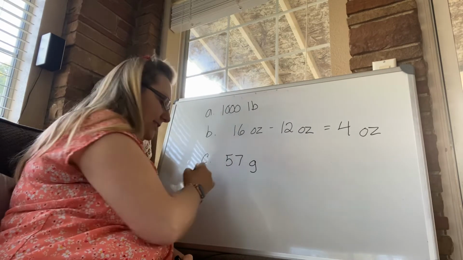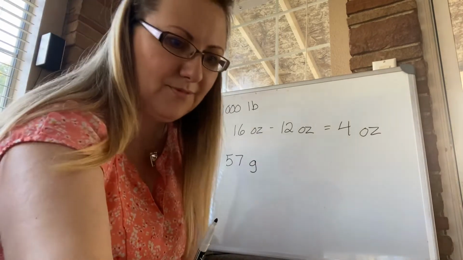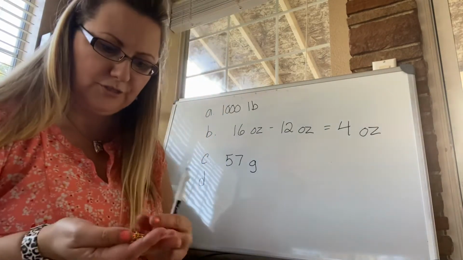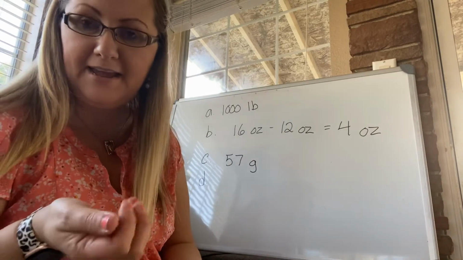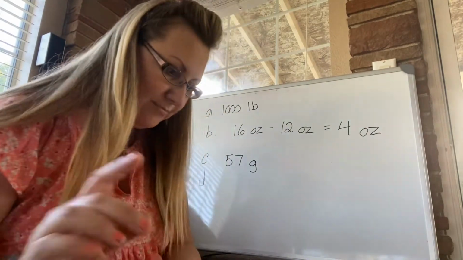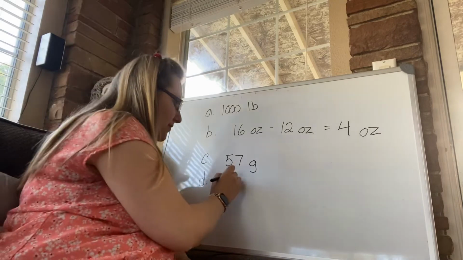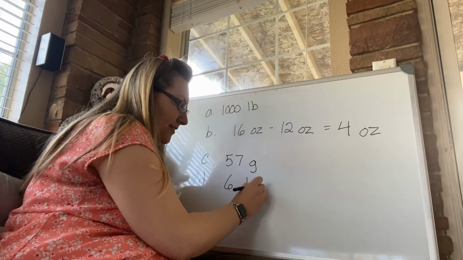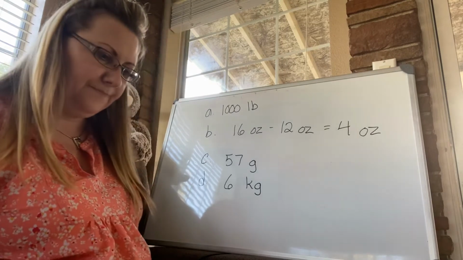Now what about letter D? A dog. Would a dog's mass be closer to 6 grams, or 1,000 times as much, 6 kilograms? So we are going to say a dog, like my dog Izzy, would be closer to 6 kilograms.